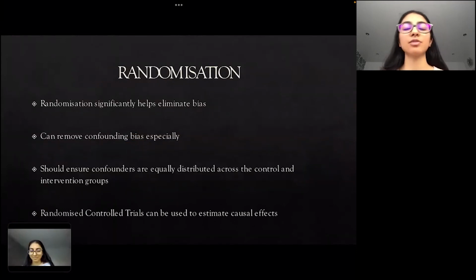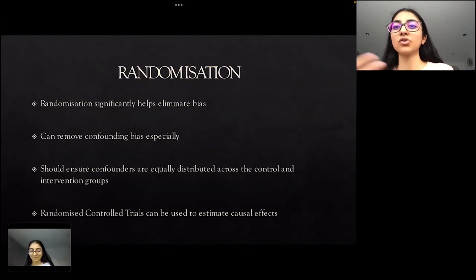Randomization significantly helps when it comes to eliminating bias, particularly for confounding bias. It should ensure that confounders are equally distributed across the control and intervention groups, which tends to be done because of the whole process of randomization. And it can be used to estimate causal effects.